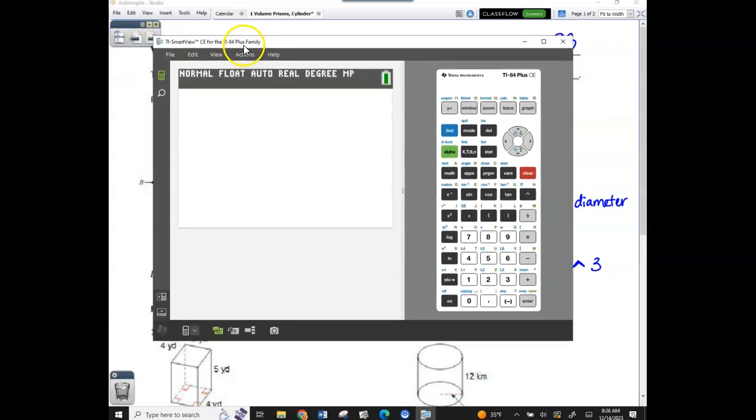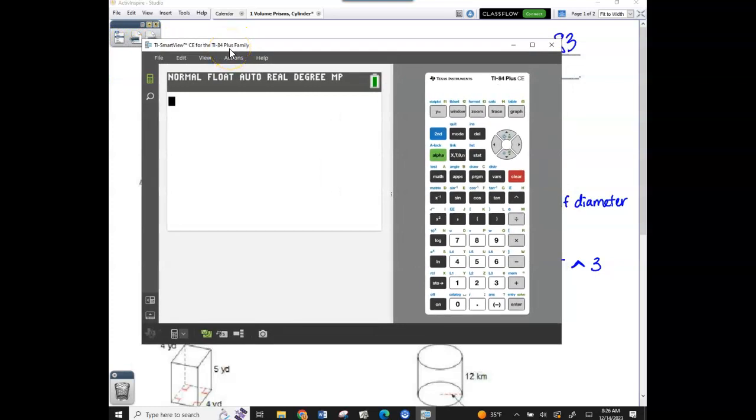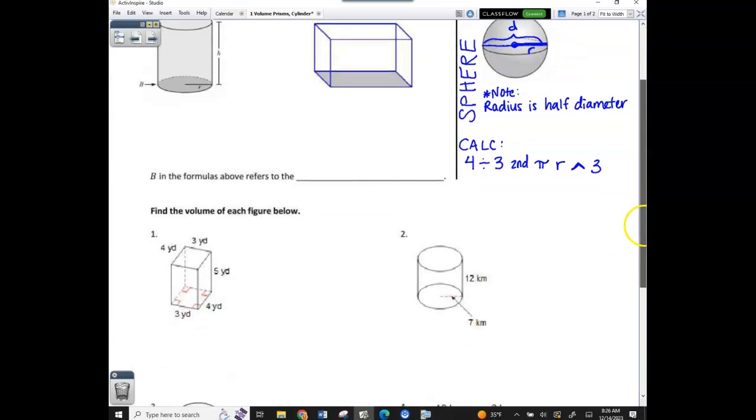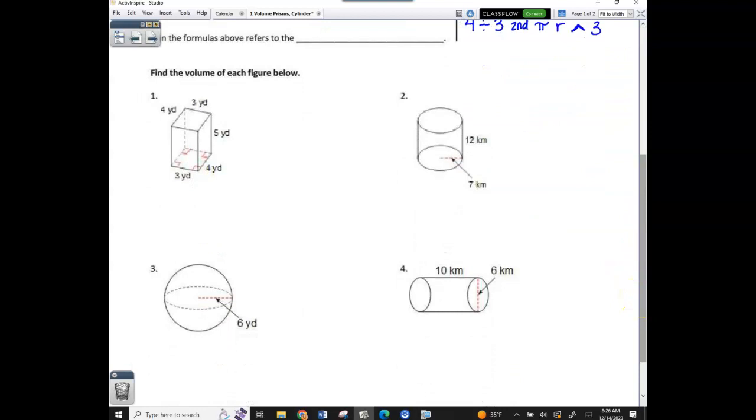Okay, I've got my calculator up. Can you tell me which question is the first sphere? 3. Don't you love this? 1. 3 pi. All right, I want you to label it right here. I want you to label sphere. And then look at the picture. Do they give the radius or the diameter? Radius. They give the radius. So you can come right here next to it if you want to say r equals 6.